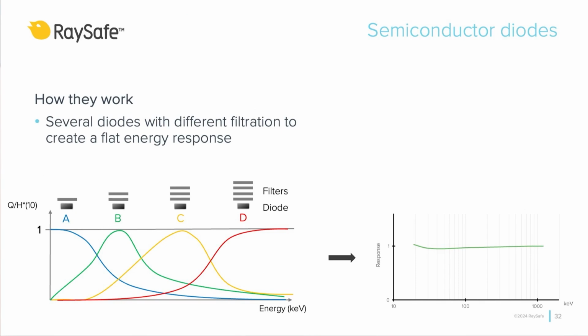Semiconductor diodes do not have a linear energy response, but since they can be made small, one can also create smart designs around them. By having several diodes with different filtrations, these diodes will interact with different energies of the radiation. Diodes with low filtration will mainly interact with low energy photons. Diodes with higher filtration can interact with higher energy, and so on.